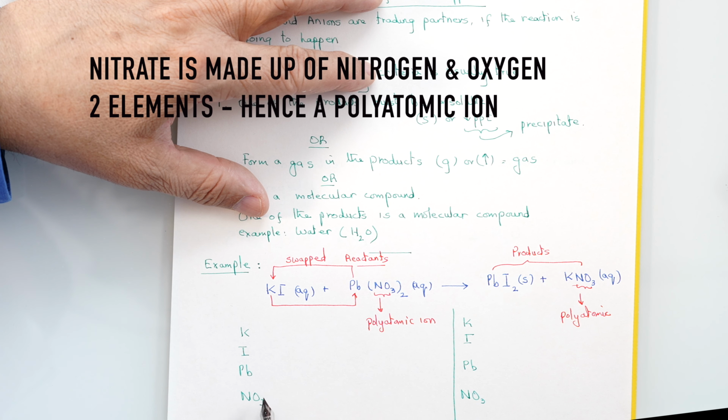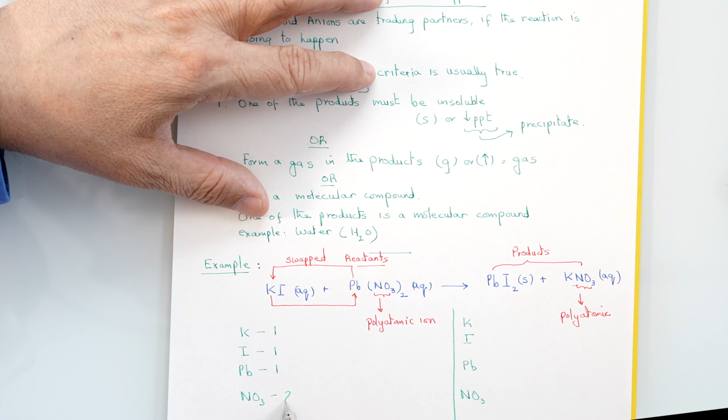The reason we are not breaking these up is because they show up in both places, right here and right here, in the exact same form. Okay, now we're just going to start counting. 1 potassium, 1 iodine, 1 lead, and 2 nitrates.